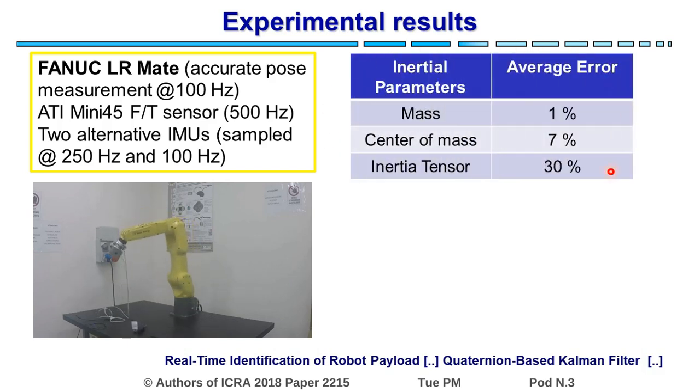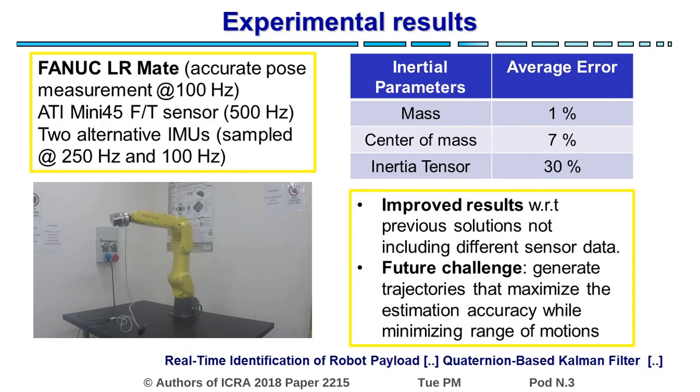This table describes the average errors on the estimation of the inertial parameters. These results are improved with respect to previous solution, not including sensor fusion. In the future, we will investigate the generation of trajectories that can maximize the estimation accuracy while minimizing the range of motions.